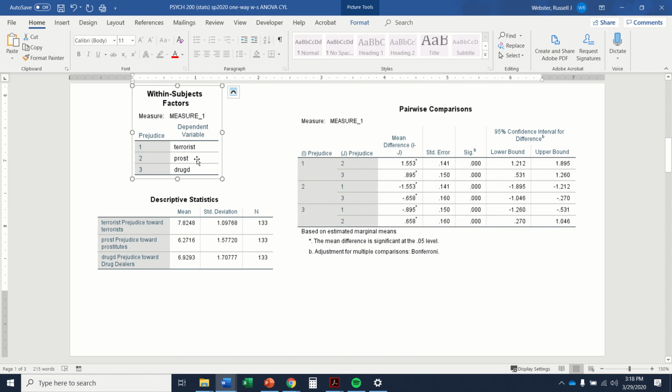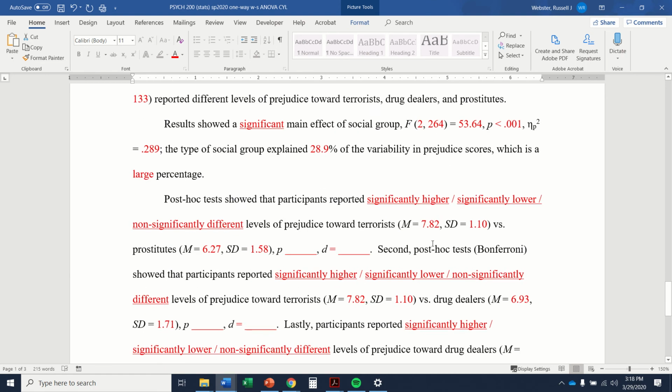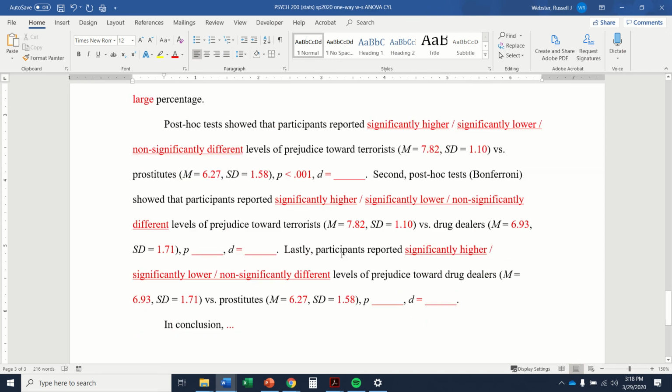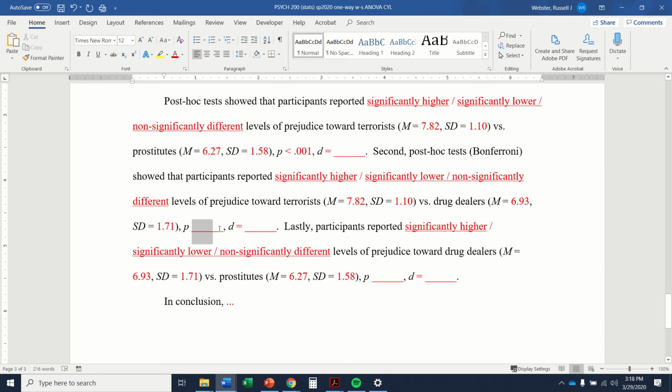And so we're comparing terrorists and prostitutes right now. So that's 1 versus 2. And so for the p-value here, we get the triple zeros, but you can see that we get the triple zeros for all the comparisons basically here. So 1 versus 2, triple zero, so that is p less than 0.001. I see that the p-values are going to be less than 0.001 for all the different comparisons here, so I'm just going to fill them in.